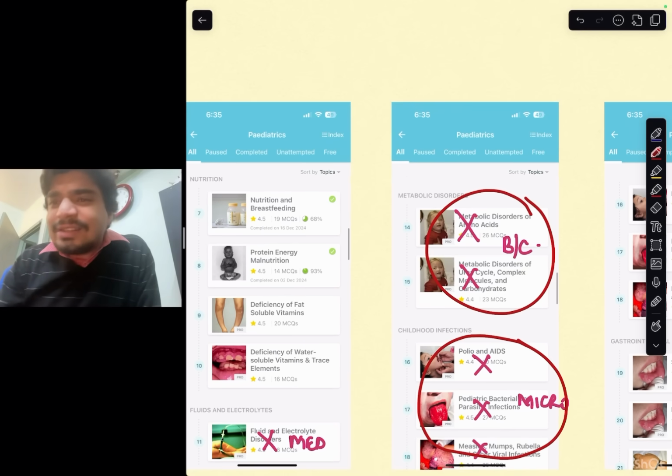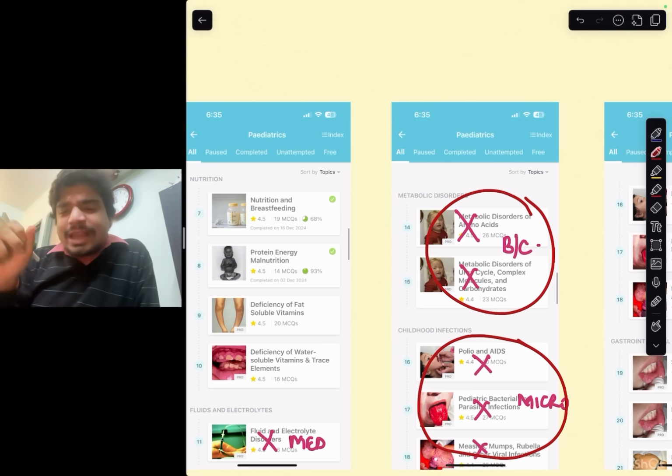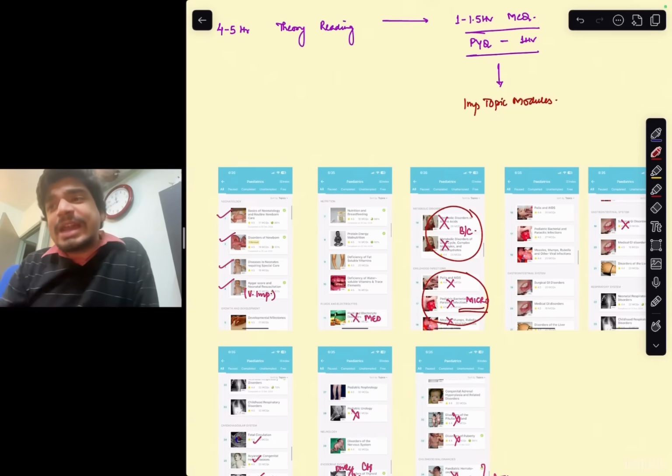No need of polio, AIDS in children. Nobody asks questions of AIDS in children. AIDS questions come from adult medicine. Nobody asks about diphtheria, polio, all these things, which are covered in microbiology. No need to do these questions from a pediatrics perspective.